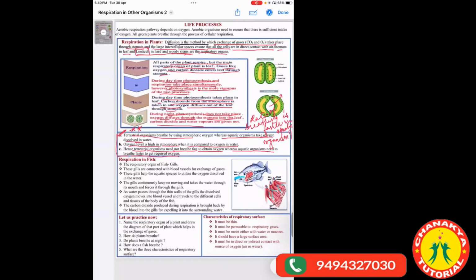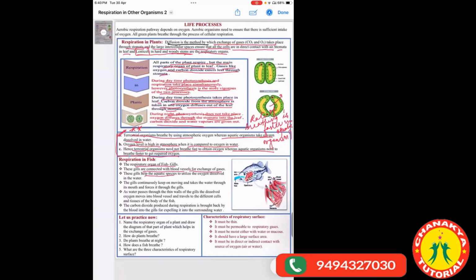Now the next one, respiration in fish. Fishes have the gills, right? The respiratory organ of fishes is the gills. These gills are connected with blood vessels for the exchange of gases.